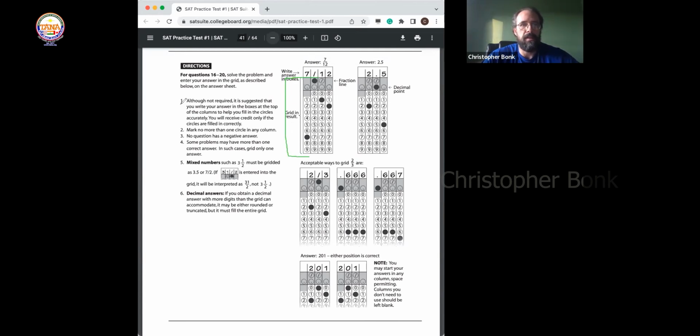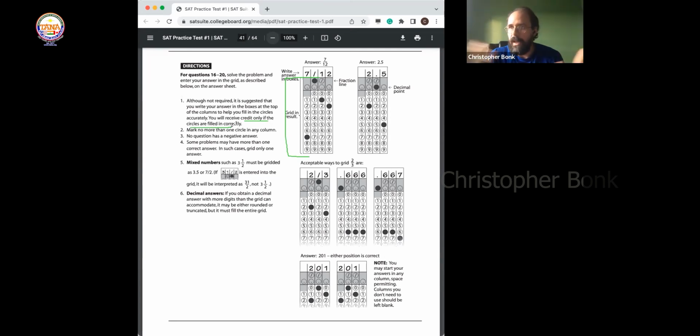Point number 1 in the directions says, although not required, it is suggested that you write your answer in the boxes at the top, but the only reason that they suggest that is to help you fill in the circles accurately. You will receive credit only if the circles are filled in correctly. So the bubbles are where it's at right there.